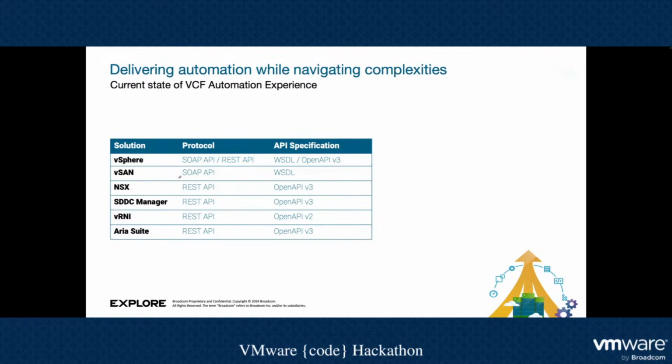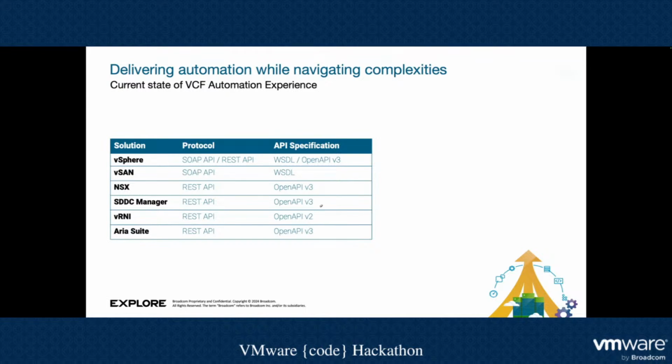Now, if we talk about vSAN, vSAN only has the SOAP API, and the API specification that we have on vSAN is the WSDL. And that's a problem for us. I will explain why it is a problem and what we are doing in this space. On the NSX, it is REST API. The current API specification document is OpenAPI v3. On the SDDC manager, again, it is REST, and the API specification is OpenAPI v3. The only difference now is Verni, which is currently on OpenAPI v2. But what I have heard from Angle, most of the work is done, and soon we will be releasing OpenAPI v3 for Verni as well.